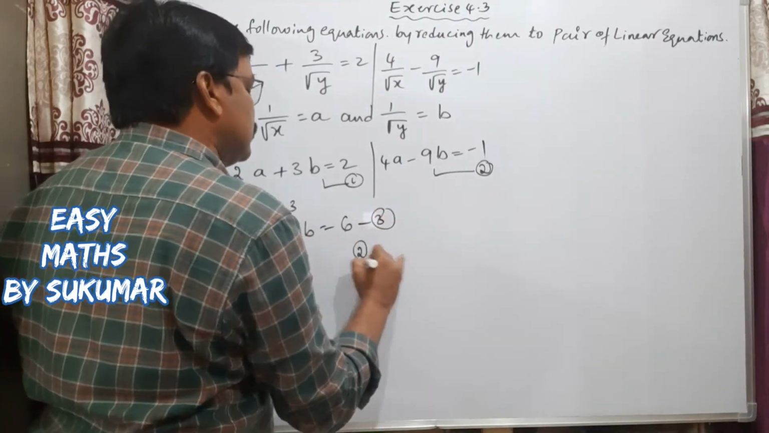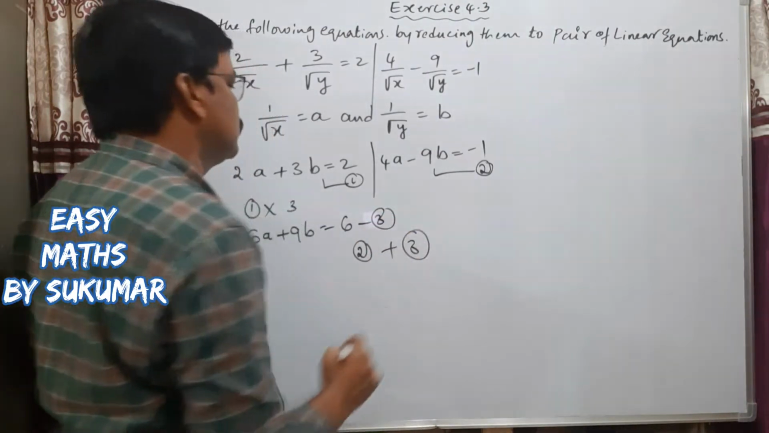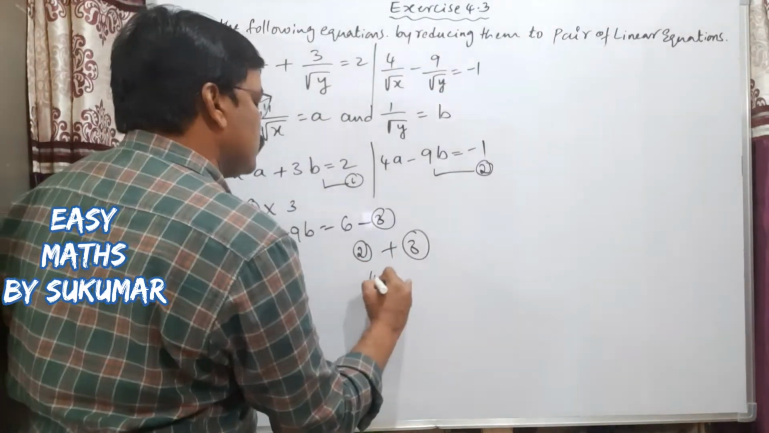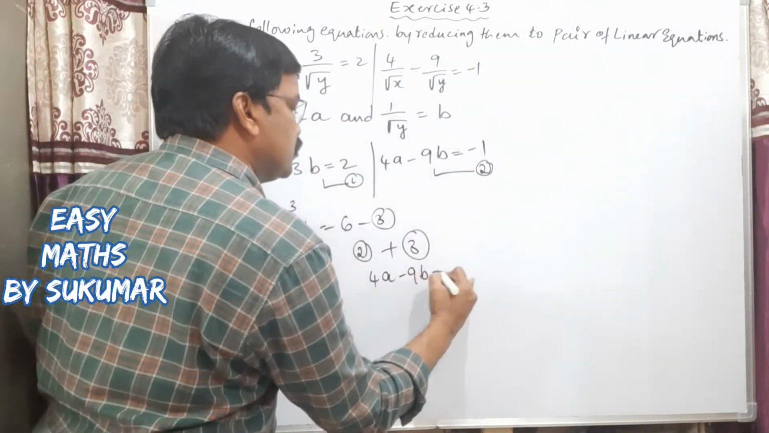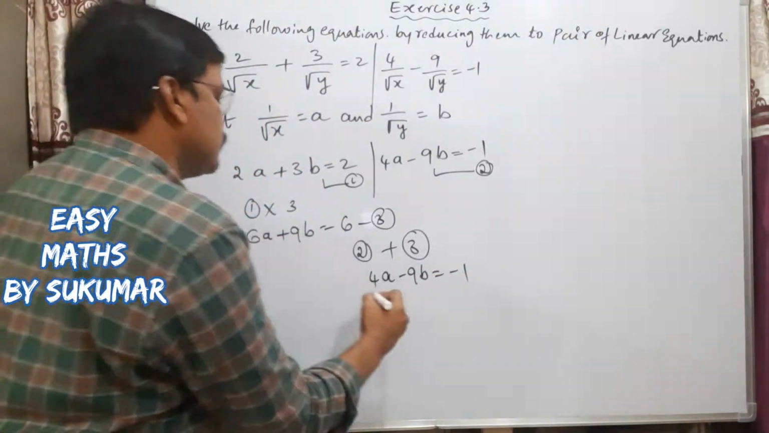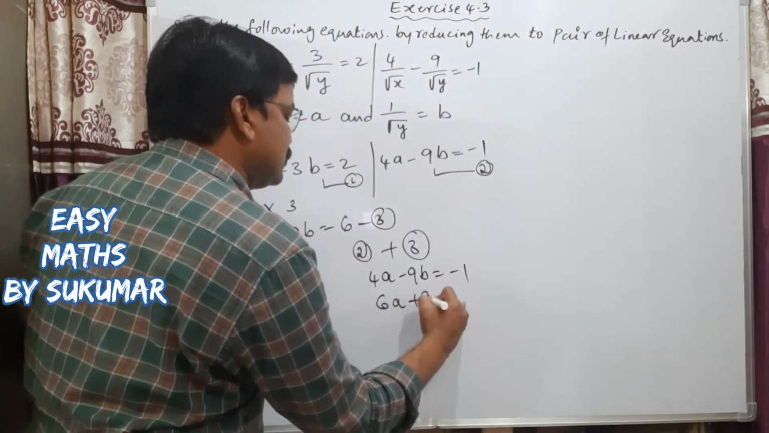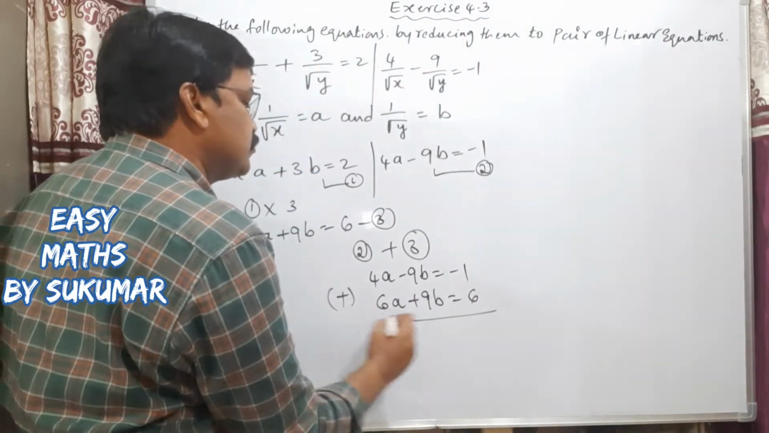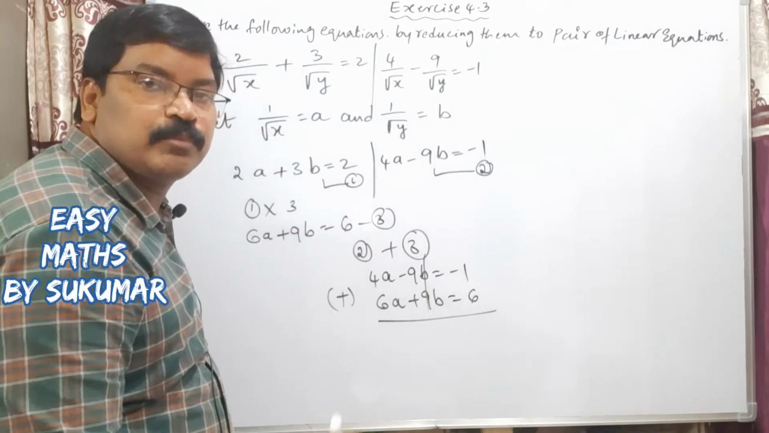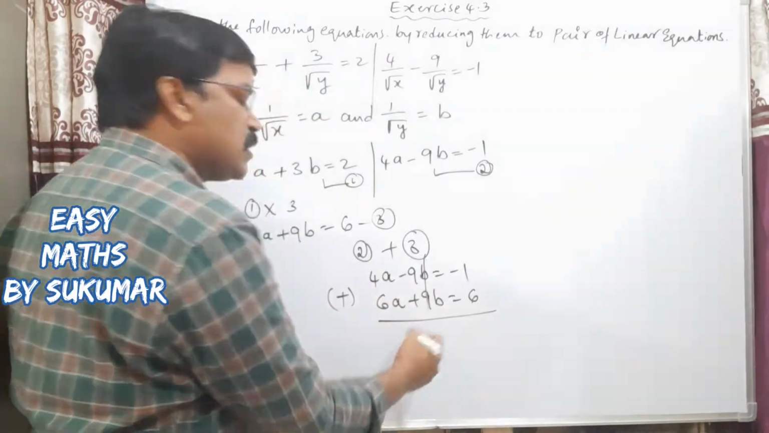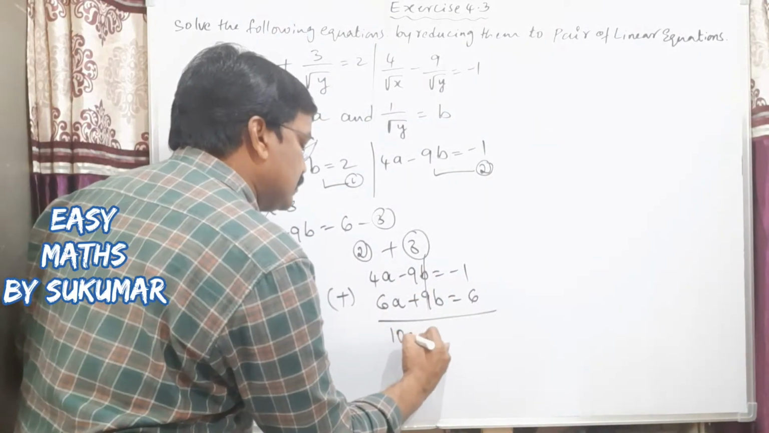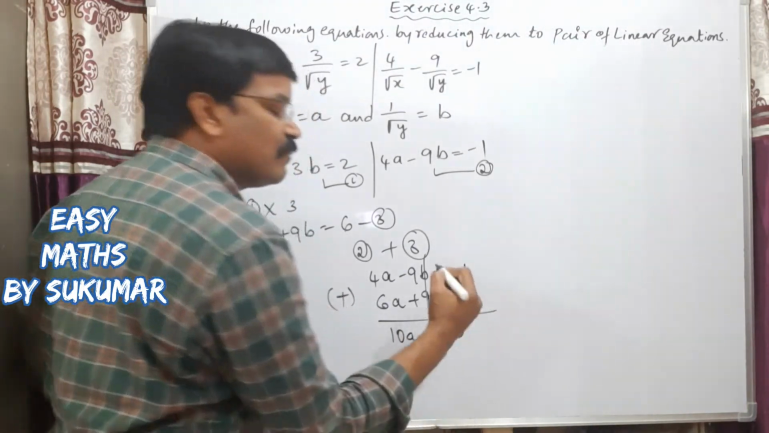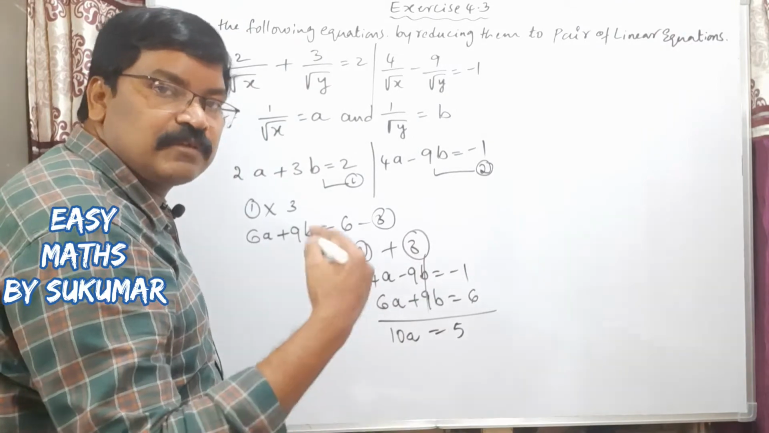Now what did we do here? Equation 2 plus equation 3. What is equation 2? That is 4a minus 9b is equal to minus 1. What is equation 3? 6a plus 9b is equal to 6. By adding the two equations, plus 9b and minus 9b both get cancelled. So 4a plus 6a is equal to 10a. It is equal to minus 1 plus 6, that is equal to plus 5.